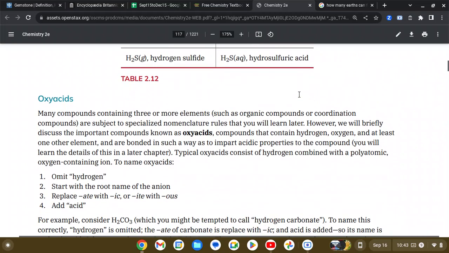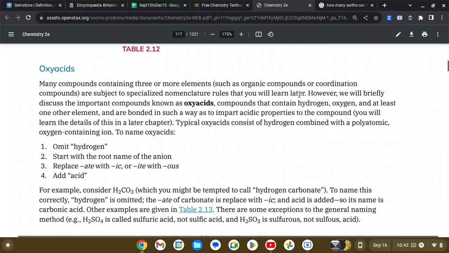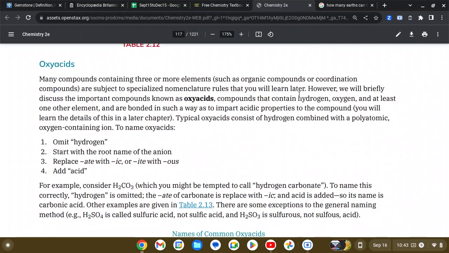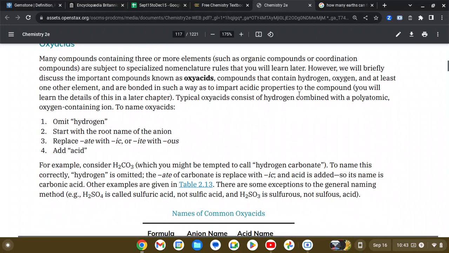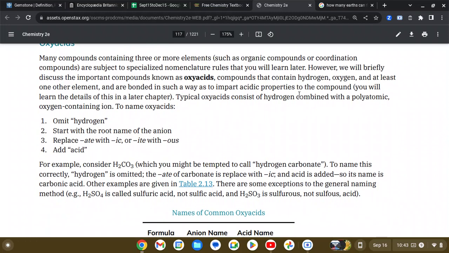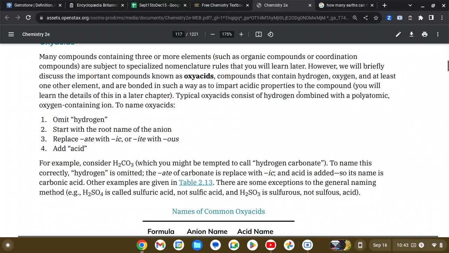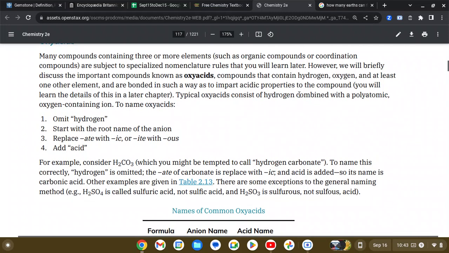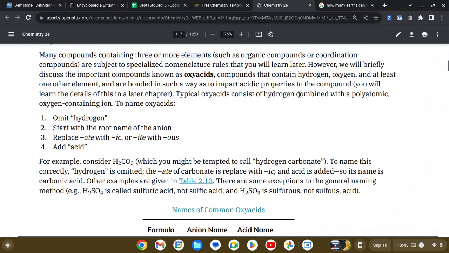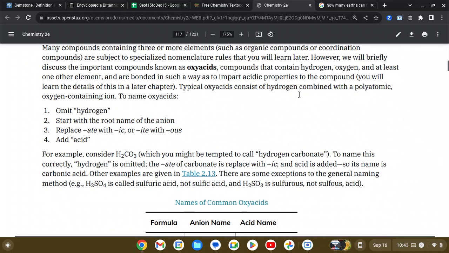Oxyacids. Many compounds containing 3 or more elements, such as organic compounds or coordination compounds, are subject to specialized nomenclature rules that you will learn later on. However, we will briefly discuss the important compounds known as oxyacids, compounds that contain hydrogen, oxygen, and at least one other element, and are bonded in such a way as to impart acidic properties to the compound. You will learn the details of this in a later chapter. Typical oxyacids consist of hydrogen combined with a polyatomic oxygen-containing ion.